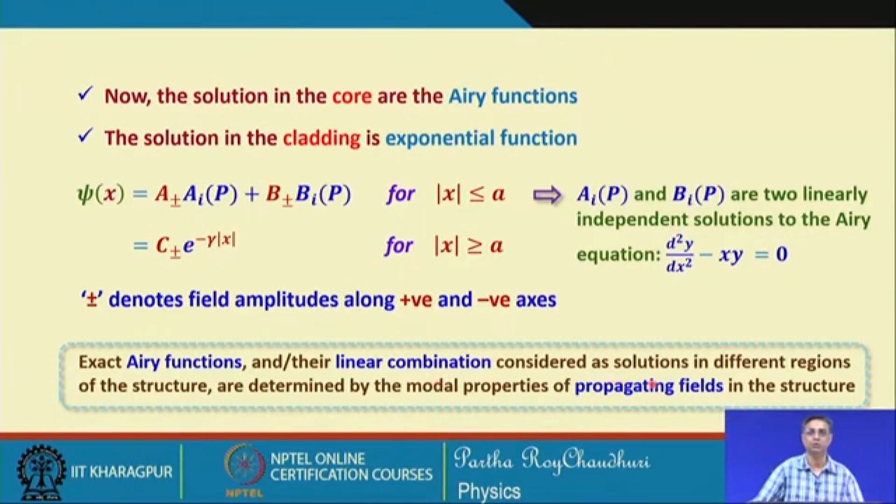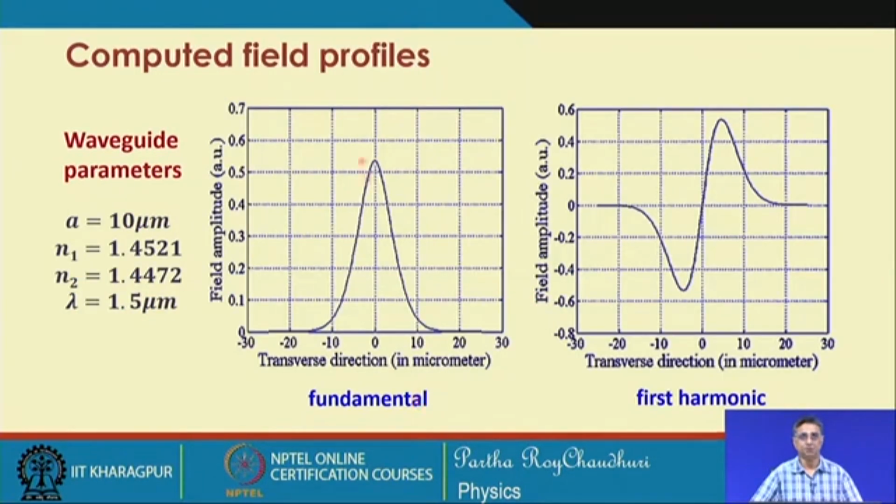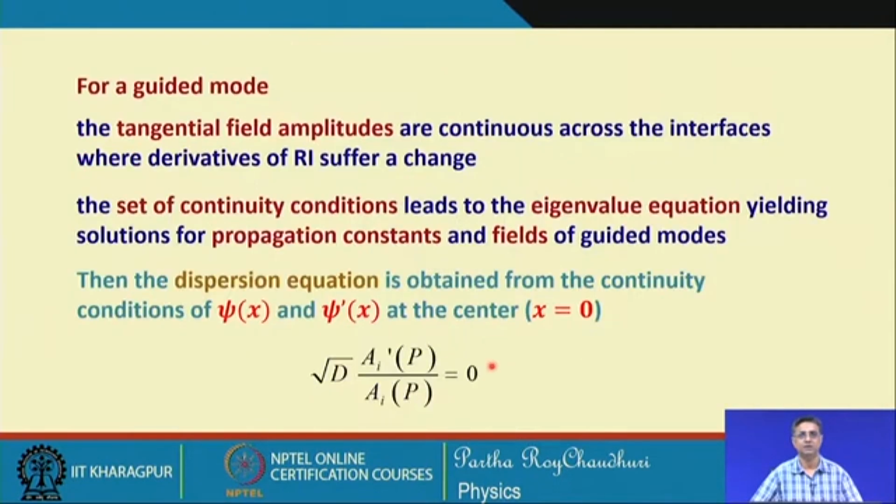Then we will have to use the continuity condition at the interfaces, and the continuity condition will come out to be like this, under root d Ai dash, the derivative of this, divided by this, equal to 0. Then we will get the dispersion equation here. If you now plot this, we can identify the various order modes of the structure.